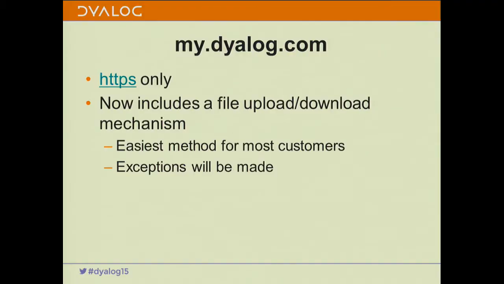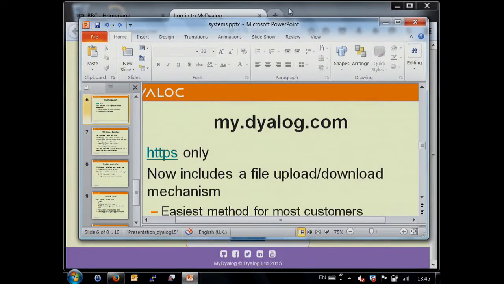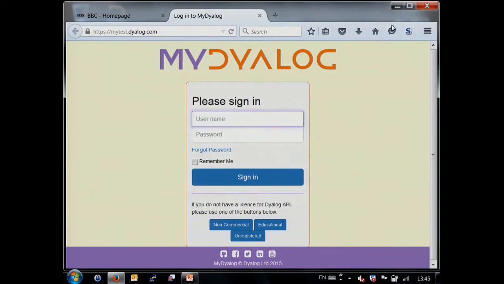So, this is where it's going to go horribly wrong. MyDyalog.com. This is a test version. This will not work for you immediately. First thing to note is that we have added the ability to have a link straight to applying for a non-commercial, educational, unregistered version. However, I don't think that's going to affect many people around here.